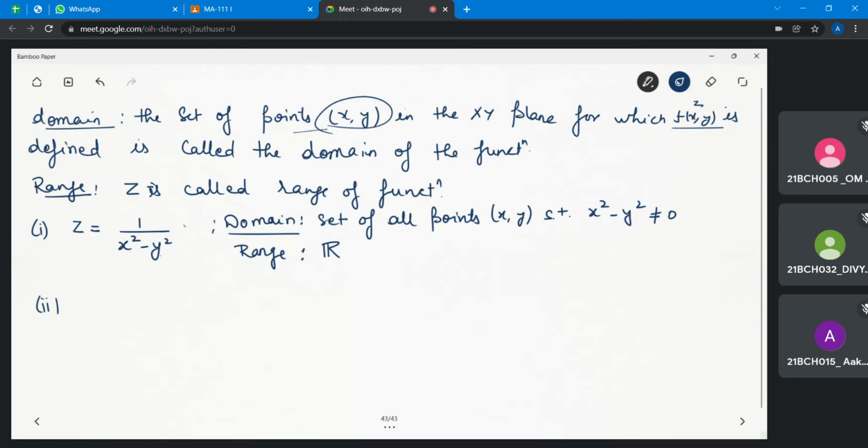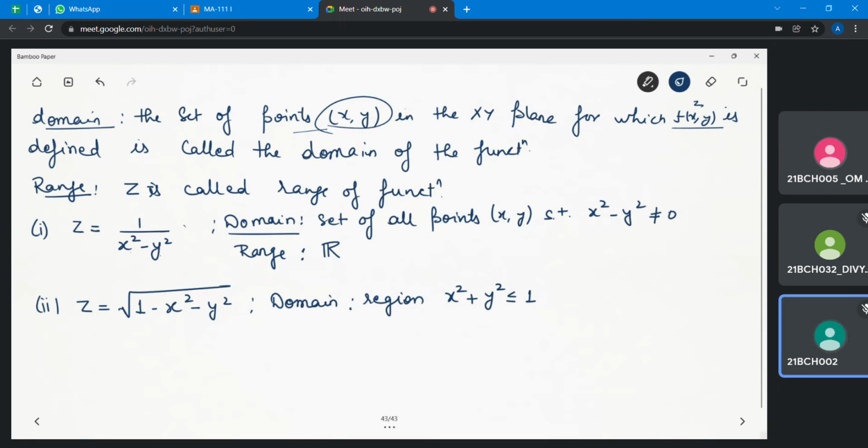Similarly, if I define this function, z equals square root of 1 minus x square minus y square, what will be the domain of this function? 1 minus x square minus y square should be greater than or equal to 0. This is a square root of some function, so just as in one variable, it is not defined for negative values. So the domain is the set of all points for which x square plus y square is less than or equal to 1.